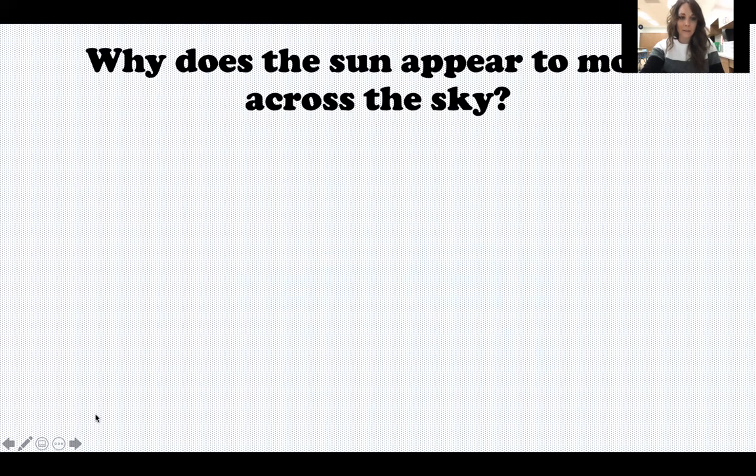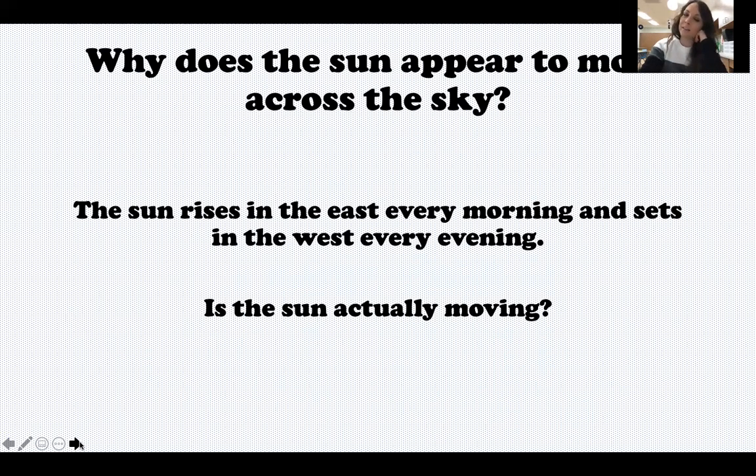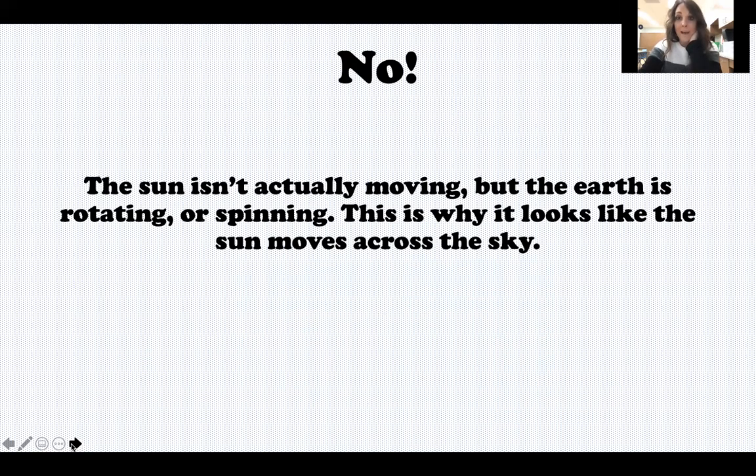And the answer is that the sun rises in the east every morning and sets in the west. So is the sun actually moving? Here's the answer. No, the sun is not actually moving. But the earth is rotating or spinning. This is why it looks like the sun moves across the sky. So it's the same reason that we have day and night.